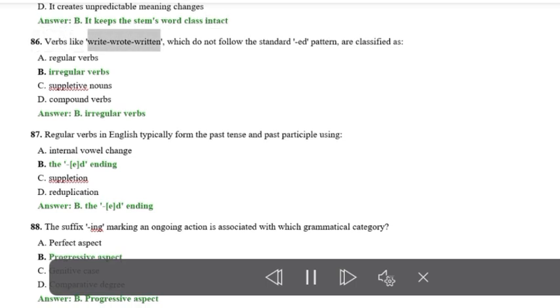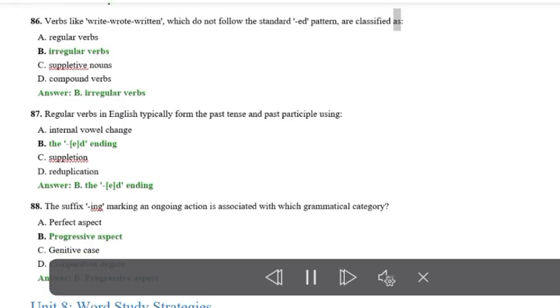86. Verbs like write, wrote, written, which do not follow the standard -ed pattern, are classified as A. Regular verbs. B. Irregular verbs. C. Suppletive nouns. D. Compound verbs. Answer: B. Irregular verbs.